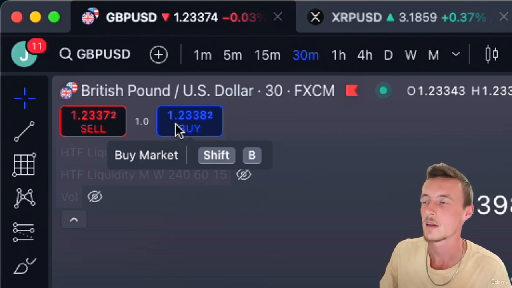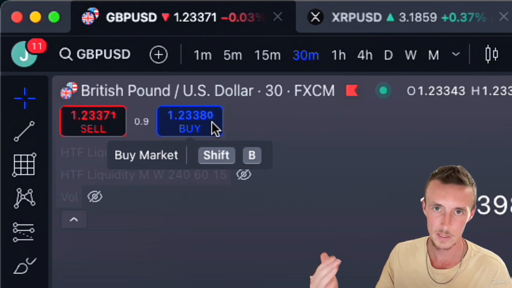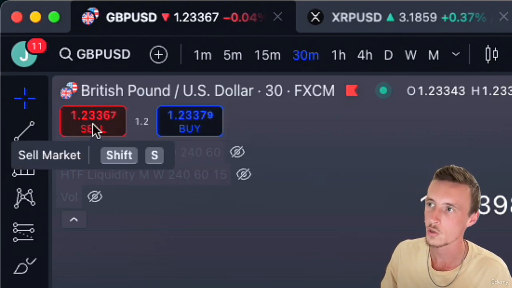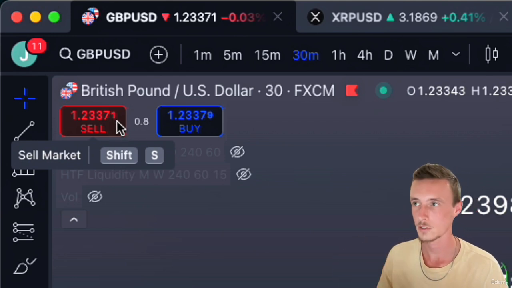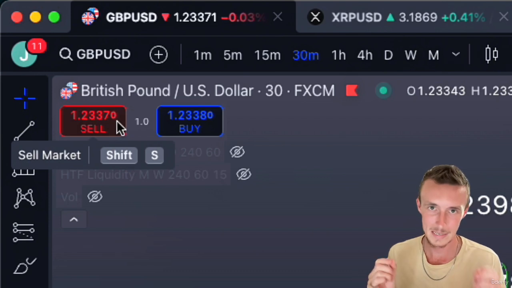So for a buy, 1.23382 is where you'll be buying the market if you choose to go long. And then for a sell, 1.23370 is where the sell point will be. So obviously there is a difference between those two. That is of course where the broker makes their money.